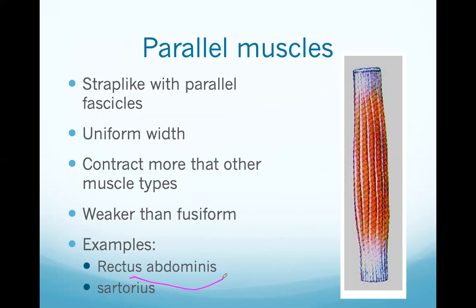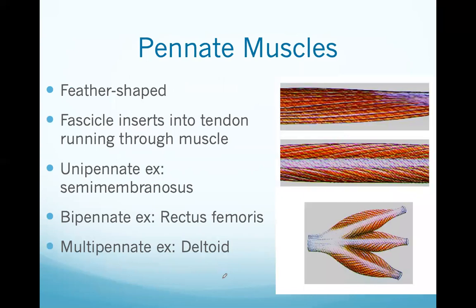The sartorius muscle is another example. This is on the anterior of your thigh and runs over your quadriceps. Pennate muscles are feather shaped. What that implies is that the fascicles insert into a tendon that runs right in the middle of the muscle. So you can have a single tendon that runs in the middle. That's called unipennate, and the best example is the semimembranosus, a muscle that forms part of your hamstring muscles in the back of your thigh.